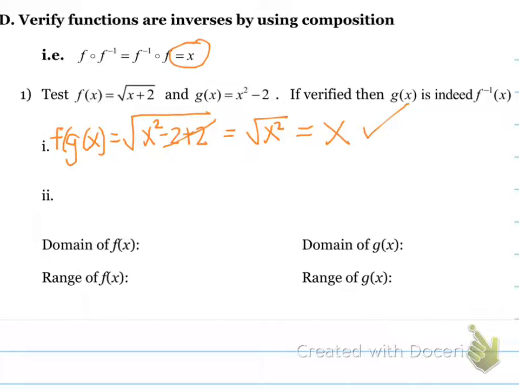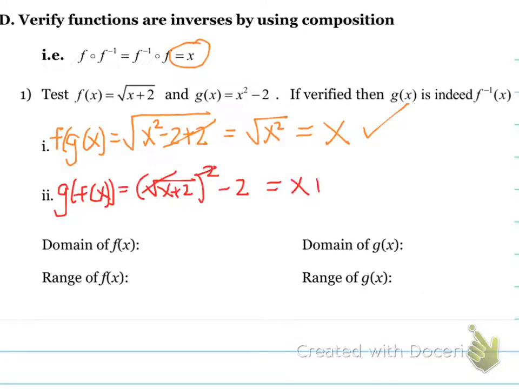Then if I did it the other way, and I did g of f of x, I'm going to put the function g into f, which would look like, let's see, f squared minus 2. So the squared and the root sign cancel out, and you're left with x plus 2 minus 2, which gives you x. So again, these are inverses of one another.